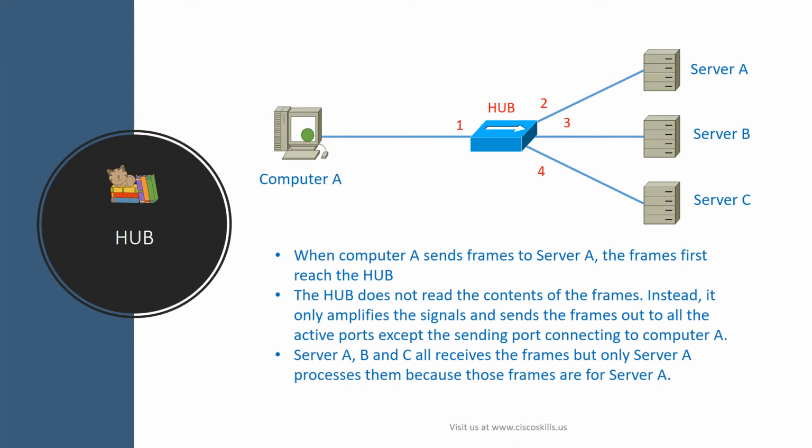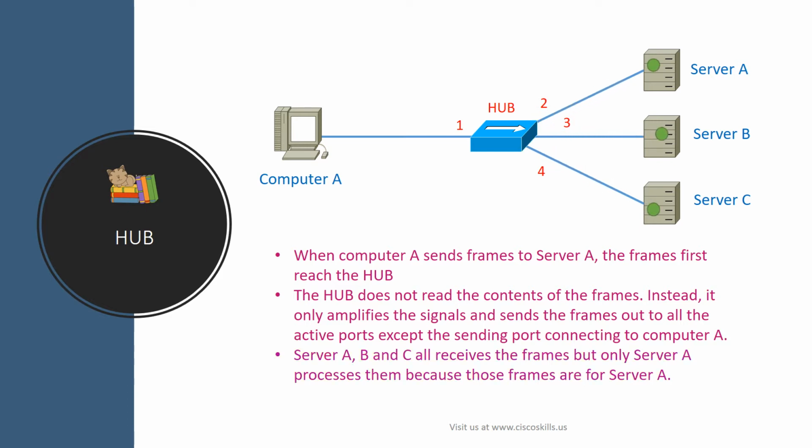Let's first see how a hub processes Ethernet frames. As you can see in this network diagram, when computer A sends frames to server A, the frame first reaches the hub. The hub does not read the contents of the frame. Instead, it only amplifies the signals and sends the frames out to all the active ports except the sending port connecting to computer A. Therefore, in this case, it's only sent to port 2, 3, and 4, like this.